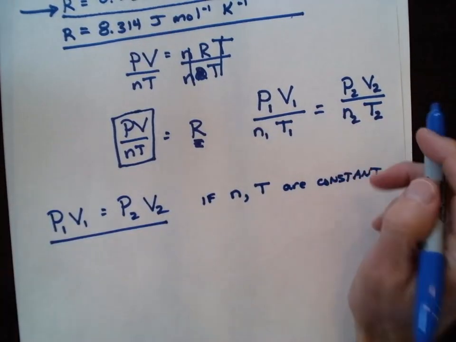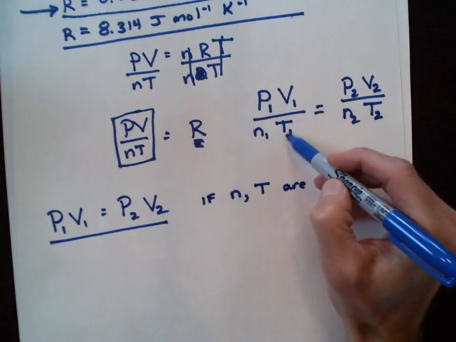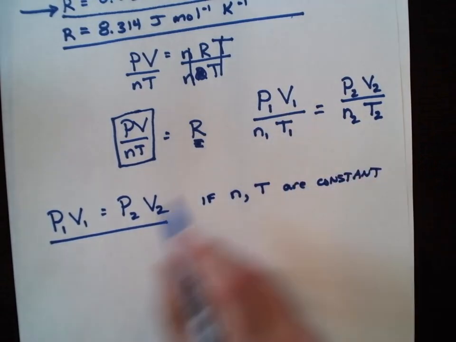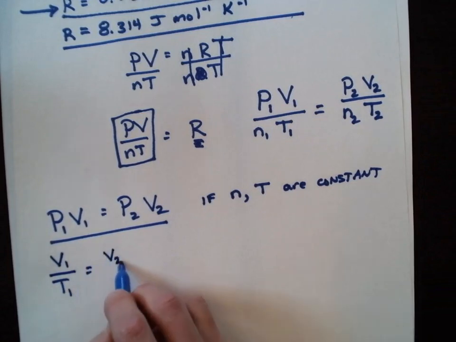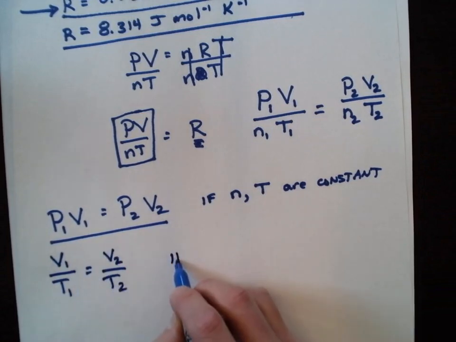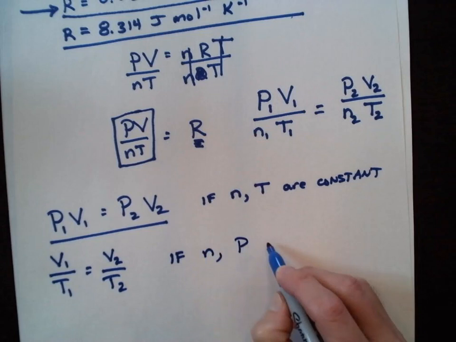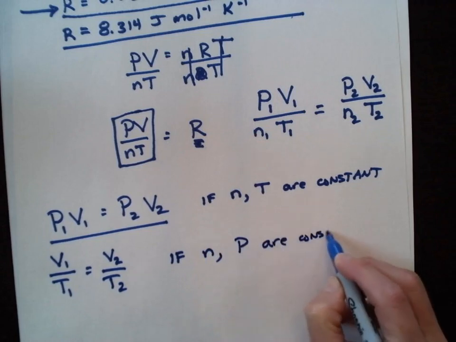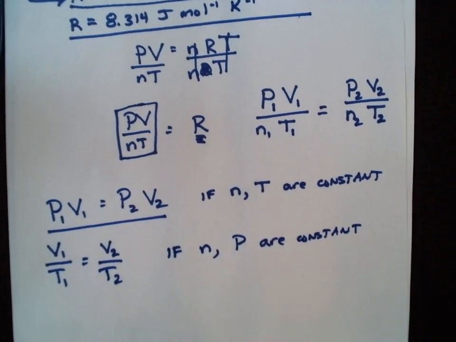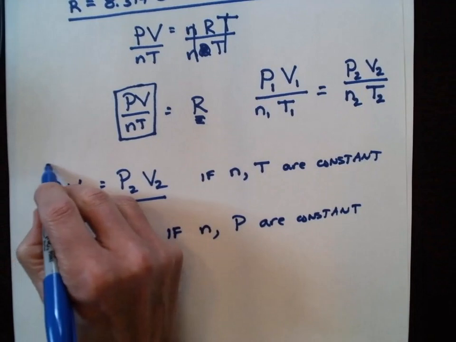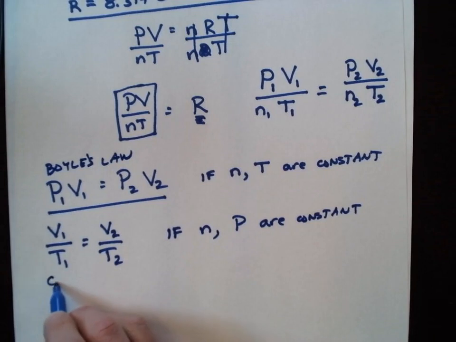We can do this with all sorts of stuff in the equation. Of course, there's an equation that relates volume and temperature. Volume and temperature are going to show a relationship if pressure and moles are constant. We can see from this equation here that that's going to look like this: V1 over T1 equals V2 over T2, if pressure and moles are constant. By the way, the first one is called Boyle's law. This one here is called Charles's law.